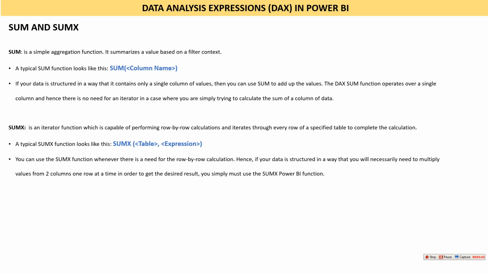And the SUMX function is an iteration function which is capable of performing calculations row by row. The simple difference between SUM and SUMX is just this: SUM operates on a single column, while SUMX operates on a row by row calculation. So you can use the SUMX function whenever there is a need to calculate row by row. That is, if your data is structured in a way that you necessarily need to multiply values from two columns, one row at a time, in order to get the desired result, you will definitely need to use the SUMX function.